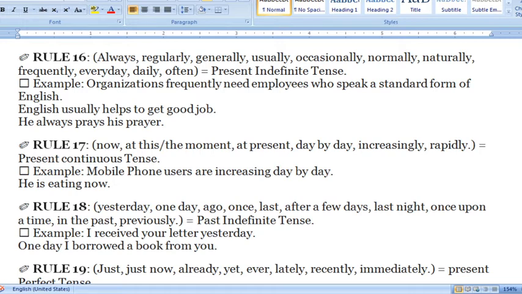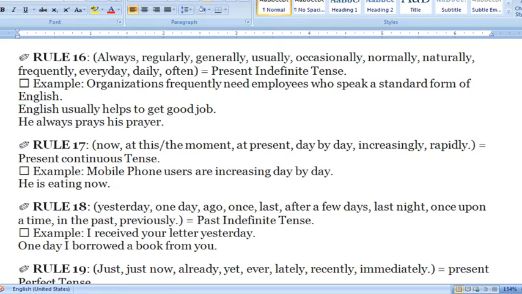So for example, we see organizations frequently need employees who speak a standard form of English. So organizations, after this we find the word frequently. So as soon as we found the word frequently, we have to take the base form of the verb need here.